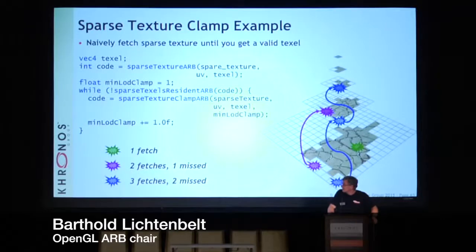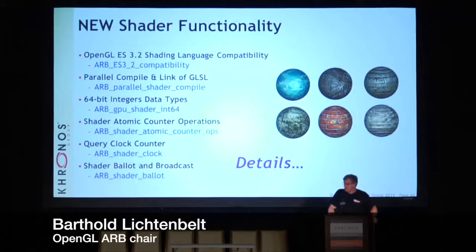So how would that work? Here's a simple code example. You use the resident function and you loop over it until you get a hit, basically. To give you a simple example, the green fetch here on the highest level will be an immediate hit because it's resident. For the purple one, the first will be a miss, the second will be a hit, and then for the blue one, you had two misses, and then the third time is the charm, and you get your texel. If everything was properly populated, you obviously didn't have to do that, but that's typically not the case.